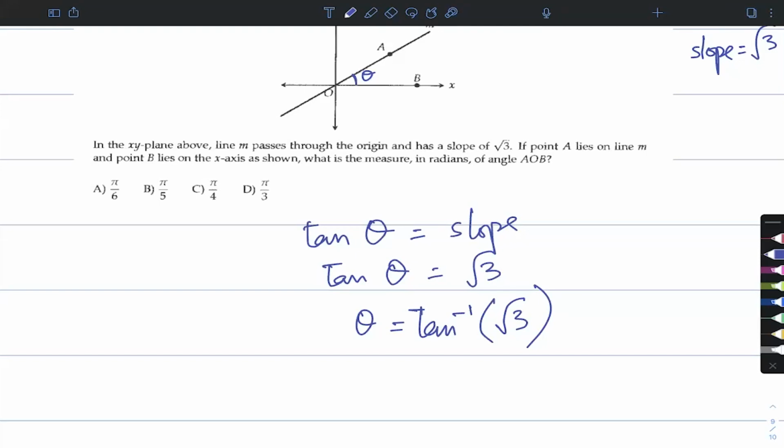Okay, so just understand the concept that slope is equal to tan theta of any straight line. And we are done with triangles. Do you want to go over the questions now, or should we move on to the next chapter?